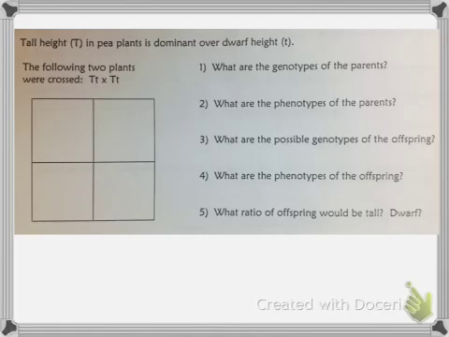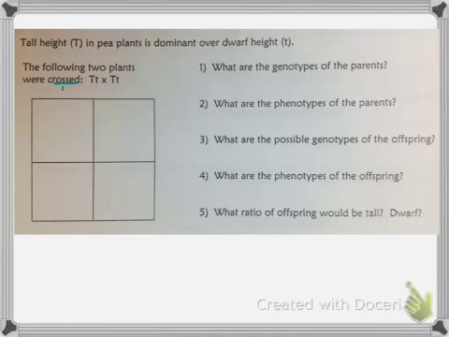So our example yesterday, we were looking at the gene for height, and our alleles were tall, which was dominant, and dwarf, or short, which was recessive. And so we had 2 plants, and they were both hybrids. They both had a dominant allele, capital T, and a recessive allele, lowercase t.